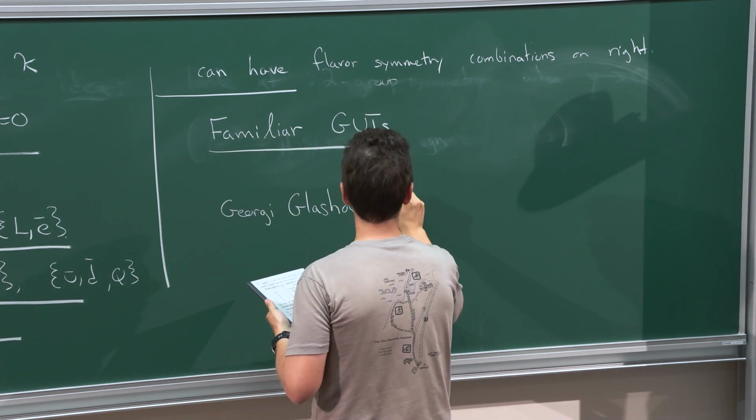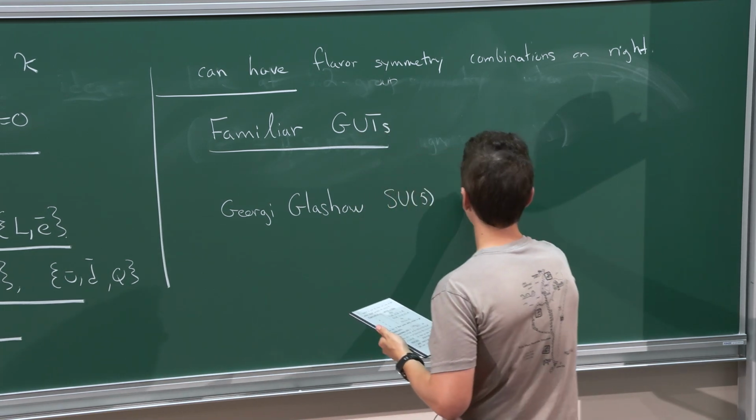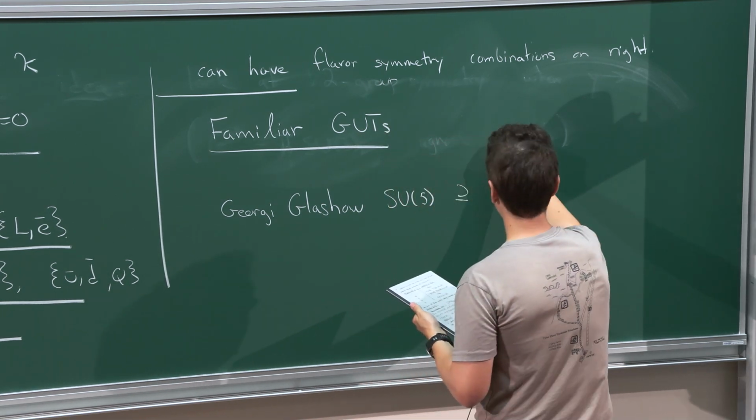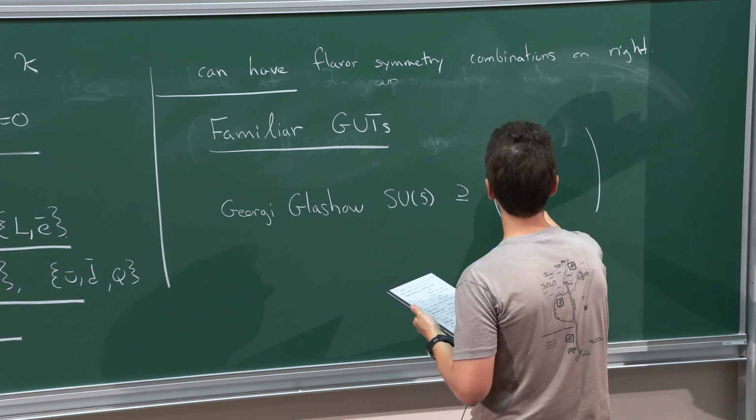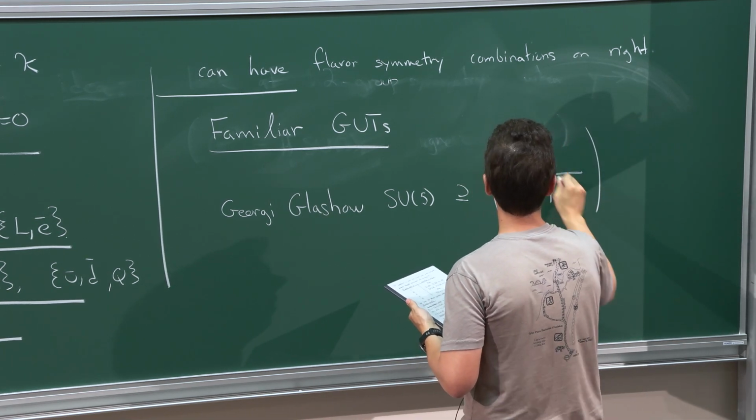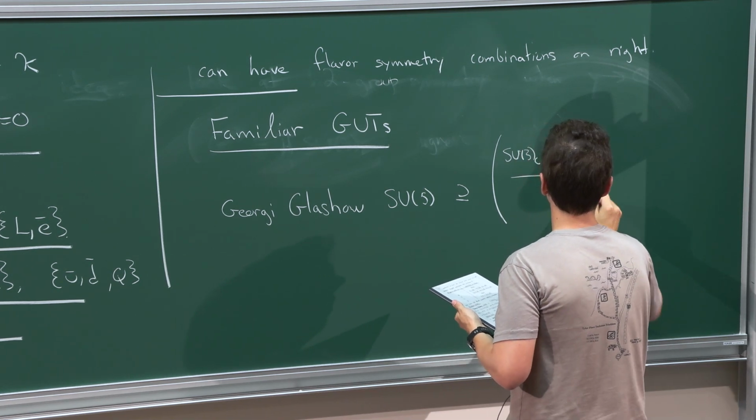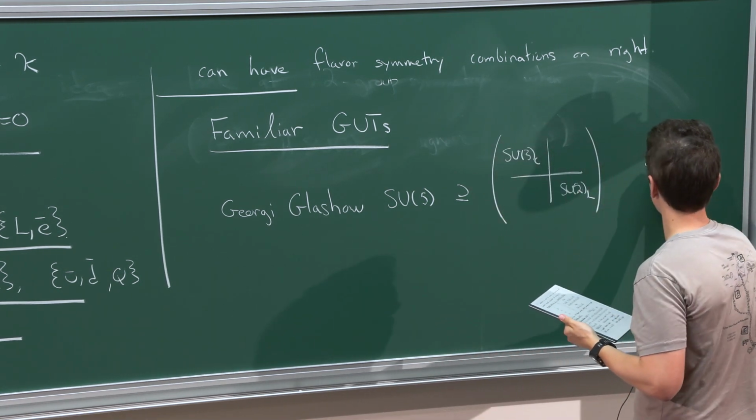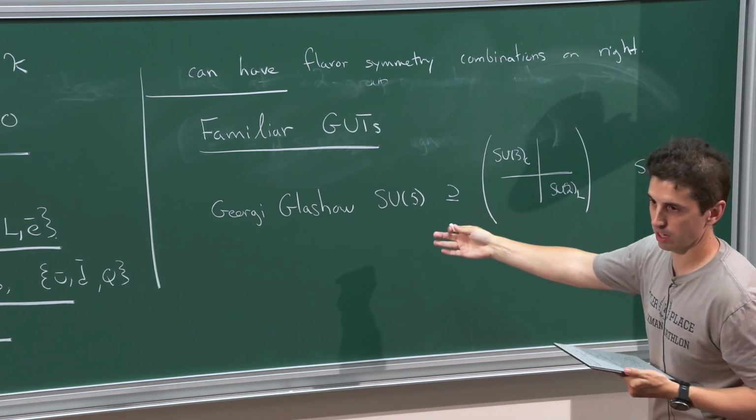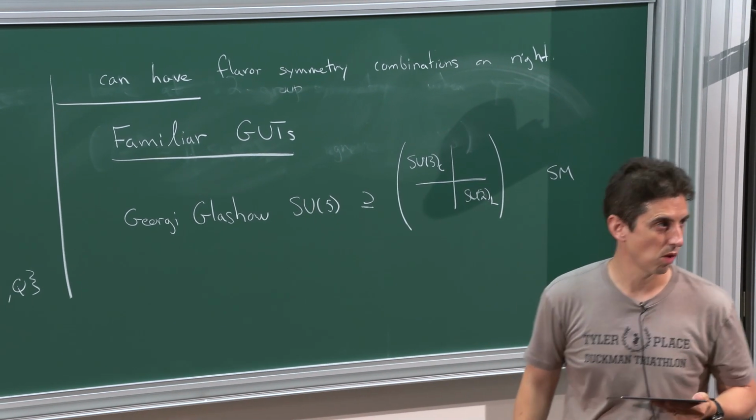That's the gauge group SU5. How does it contain the standard model? Well, this one is kind of easy. You have SU3 color and SU2, which is the standard model, embedded in kind of an obvious way in SU5. And then a diagonal generator is U1Y.